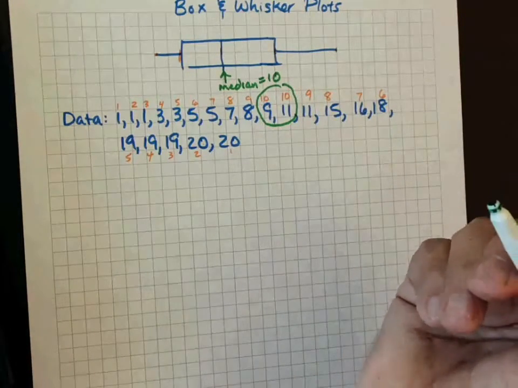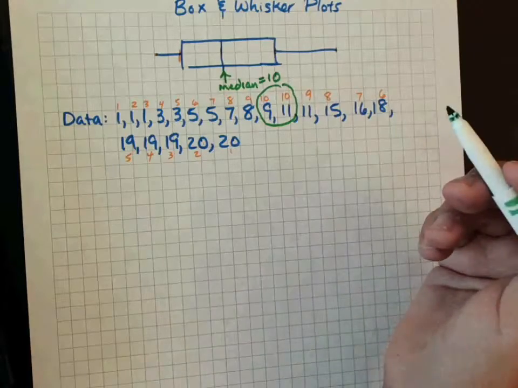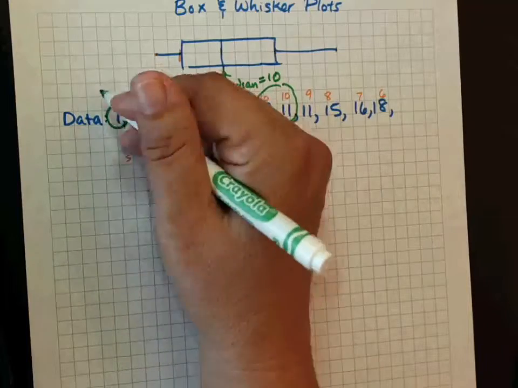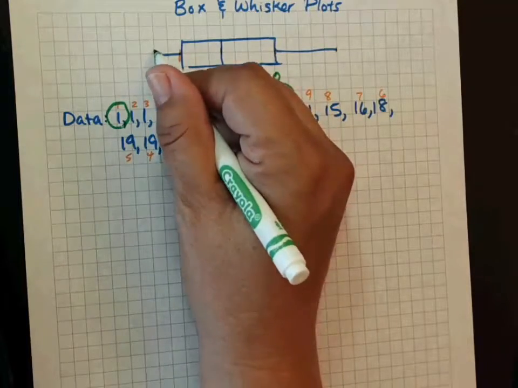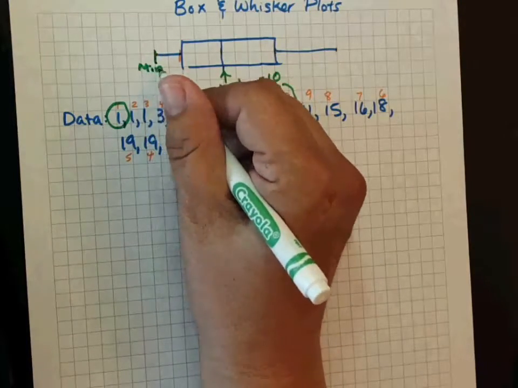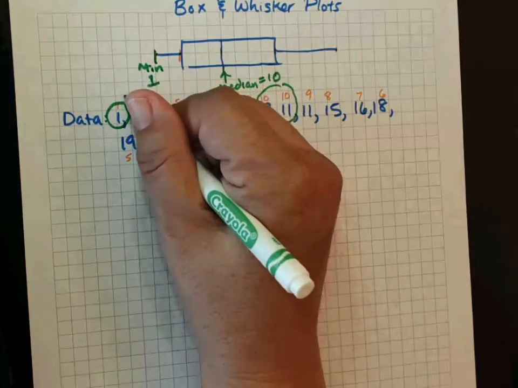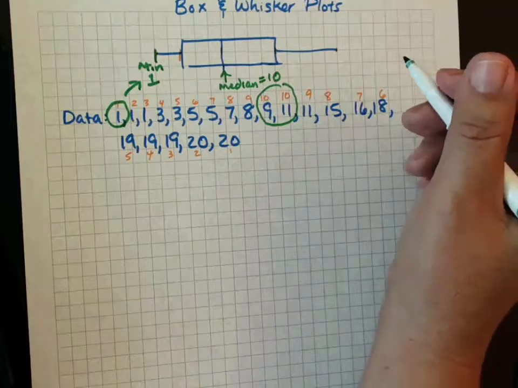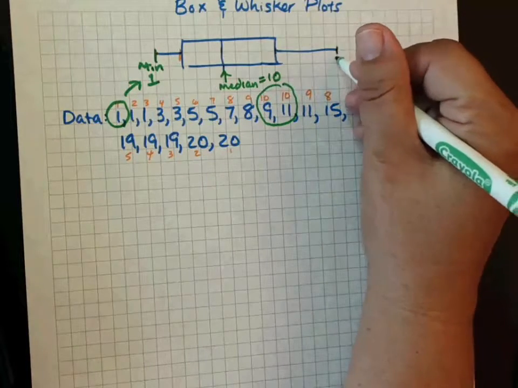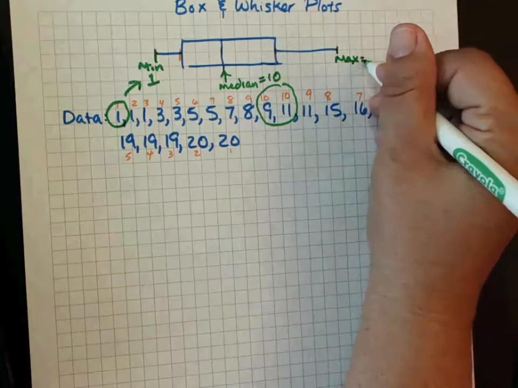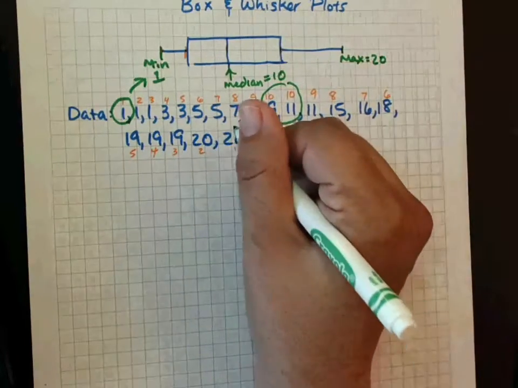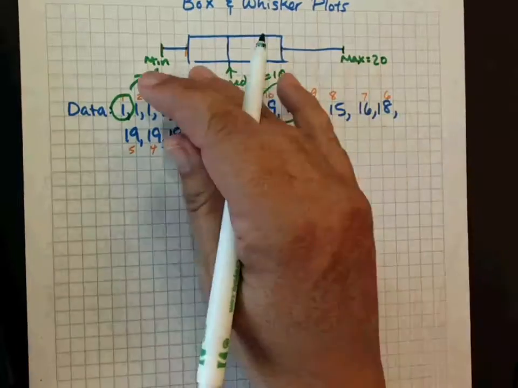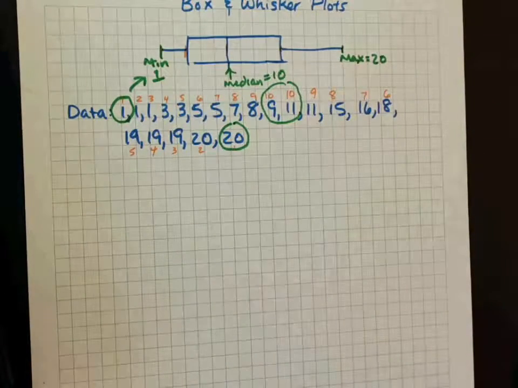Okay. Another part of the data that we want to describe is the beginning of the data. Our data, our minimum point, is 1. So my min is 1, and that goes right there. We like to describe the end point, which will be this point right here. We'll call that the max, and in this case, my max is 20. All right? So that gives me a rough idea on this box and whisker plot.